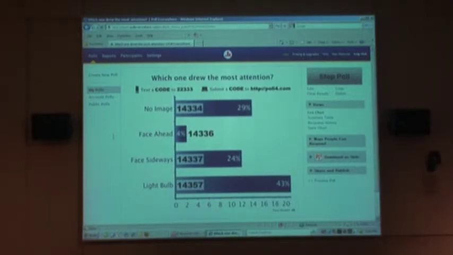Okay. We're up to 49, which is probably about as many as we're going to get. So it seems pretty clear that people think the light bulb. So you're kind of ignoring all that literature that says that people are drawn to faces, or at least some of you are ignoring that. Although some people like the face sideways, glimpsing toward the copy.